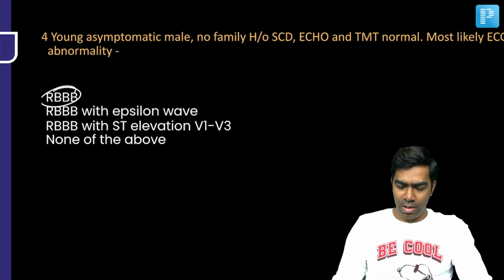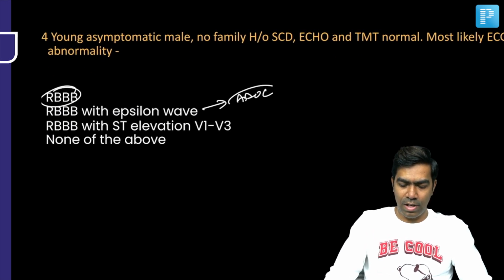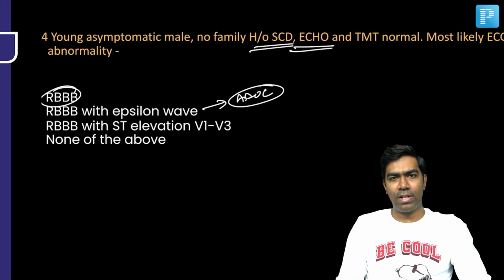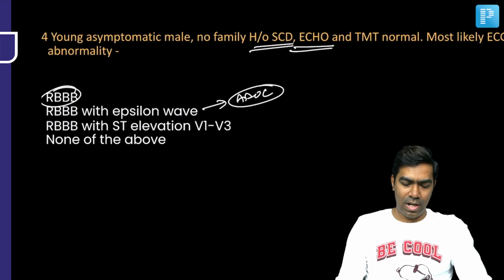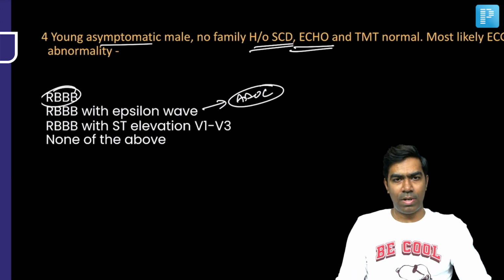And when it comes to RBBB with epsilon wave, it is a finding of arrhythmogenic right ventricular cardiomyopathy, where echo will show RV dysfunction and there will be definite history of sudden cardiac death in the family. Plus, at the same time, the patient will be definitely symptomatic.